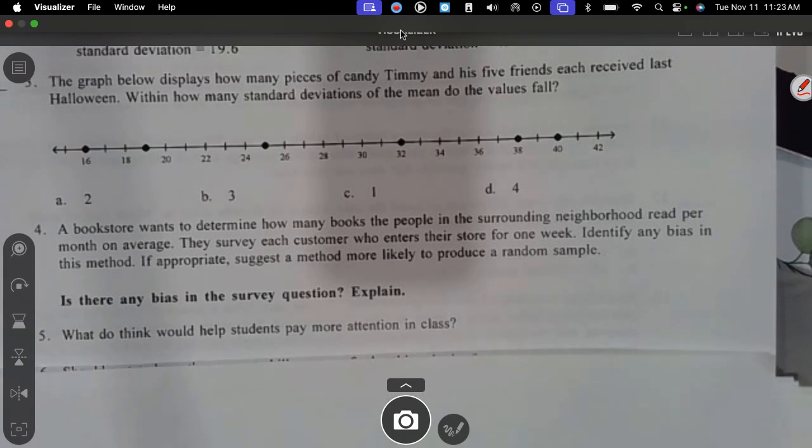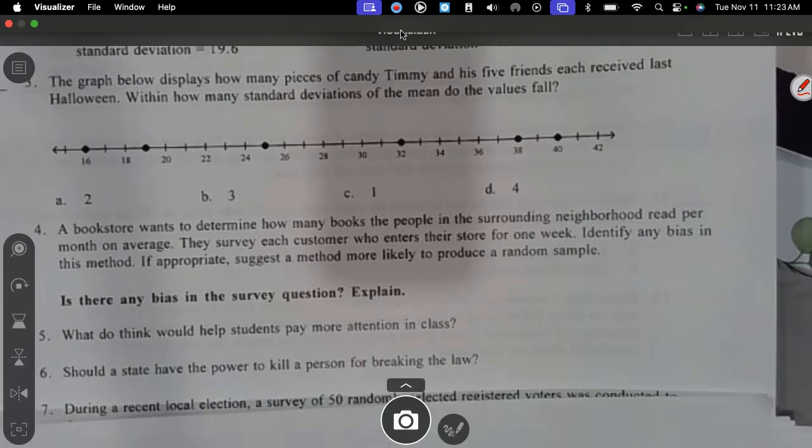All right. Is there bias in this survey question? What do you think would help students pay more attention in class? That's just a good, generic question. You're not leading. It's not loaded. You're not trying to persuade anybody. No, I don't see anything wrong with that question.